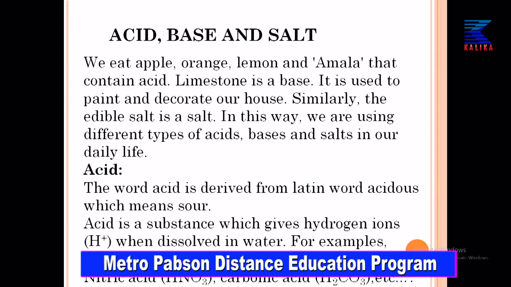So, in the slide you can see that we eat apple, orange, lemon and different types of fruits that contain acid, but we do not know whether it was acid or base. Similarly, some substances like limestone, which are used in our daily life, are bases. We use edible salt in our food, that is an example of salt. There are different substances used in our daily life, whether they are acid, base or salt.